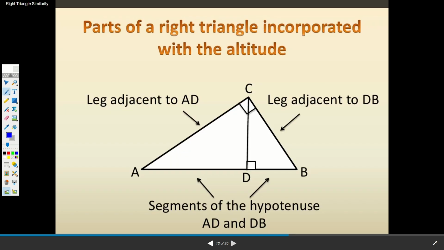Let us now move on with the parts of a right triangle incorporated with the altitude. So if this is our altitude, segment CA is the leg adjacent to segment AD. Also, segment CB is the leg adjacent to segment DB. Take note that these two segments, segment AD and segment DB, are the segments of our hypotenuse AB.